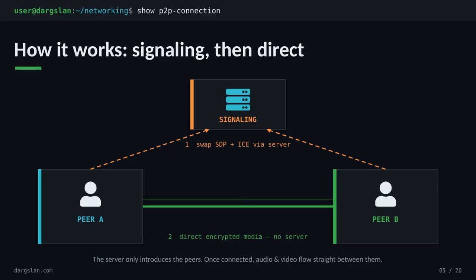In step 1, both peers reach out to the signaling server to swap their SDP and ICE details, essentially their network coordinates and media capabilities. Then in step 2, they open a direct encrypted channel between themselves and the audio and video flow straight across that link. The server's job is done the moment the introduction succeeds.